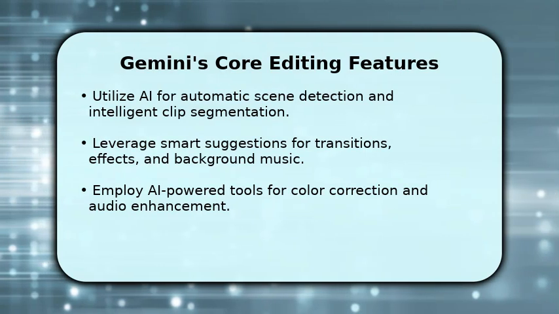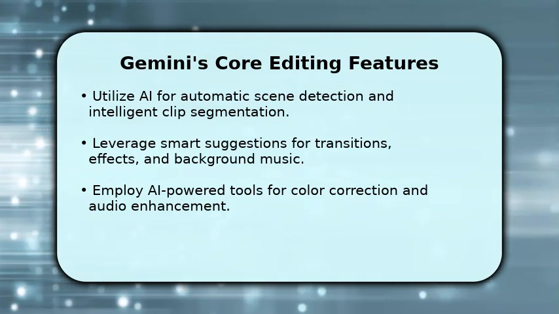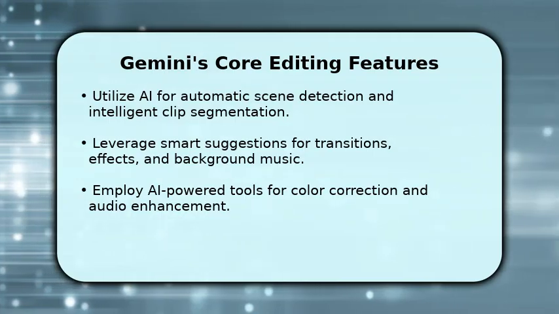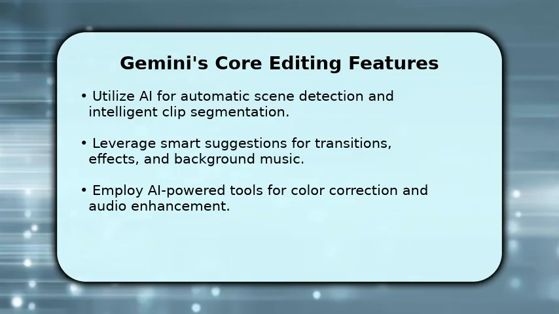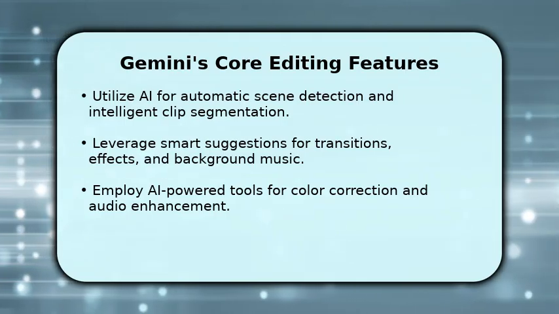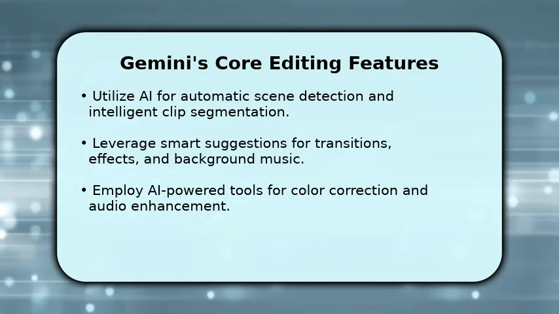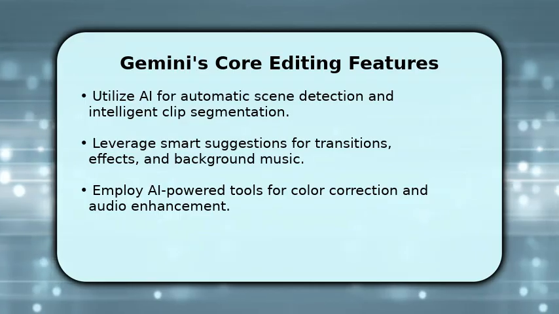Gemini brings several core features to your editing suite. It can automatically detect scenes and segment clips, saving you hours of manual work. The AI also provides smart suggestions for transitions, visual effects, and even background music, helping you achieve a professional look and feel. Furthermore, you can use its powerful tools for precise color correction and to enhance audio quality, ensuring your video sounds as good as it looks.